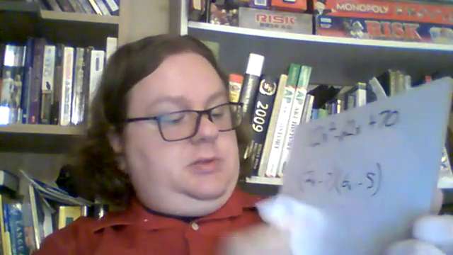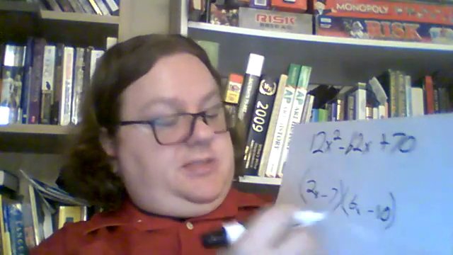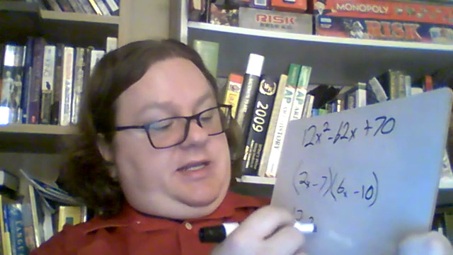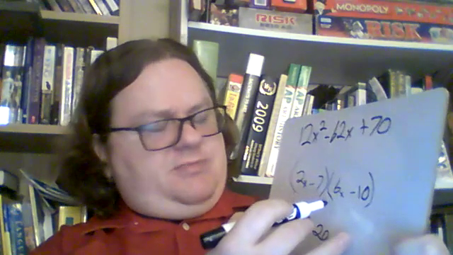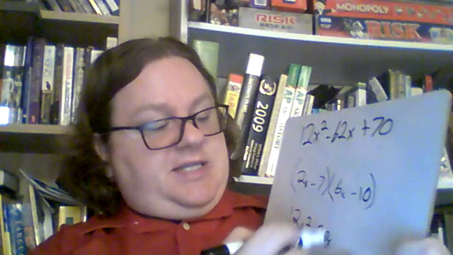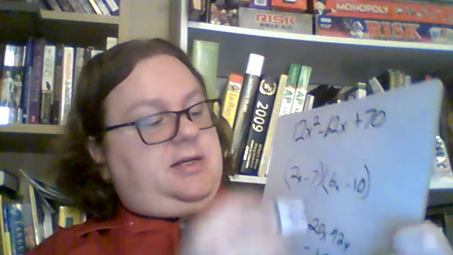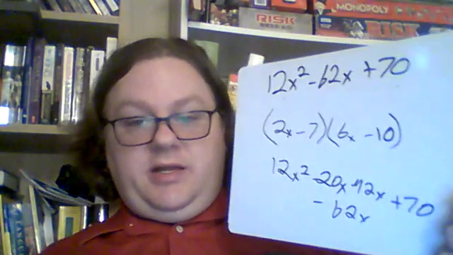So let's get rid of that. See, 7 and 10 make 70. All right, let's try it with negative 7 and negative 10. Let's see if that makes a difference. 2x times 6x is 12x squared. That part stayed the same. 2x times negative 10x is negative 20x. Negative 7 times 6x is negative 42x. Here we go. That makes negative 62x. And then negative 7 times negative 10 is positive 70. And we did it.